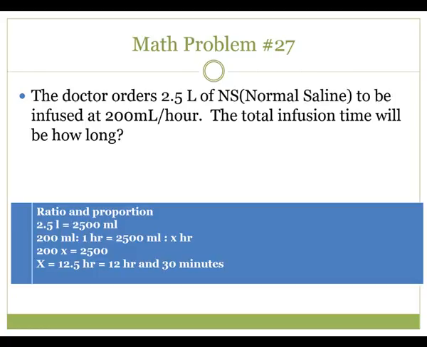Doctor orders 2.5 liters of normal saline to be infused at 200 mils an hour. The total infusion time will be how long? 2.5 liters is 2,500 mils. 200 mils an hour is what we're doing. So 200 mils going in at 1 hour is the same thing as 2,500 mils going in X hours, because we need to see how many hours it's going to take. So 200 is to 1 hour as 2,500 is to X hours. Solve for X, and that comes out to 12.5 hours.